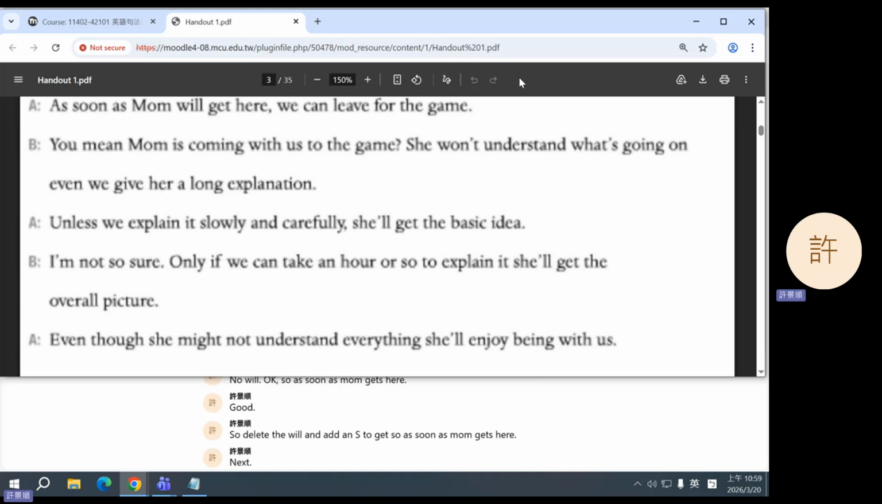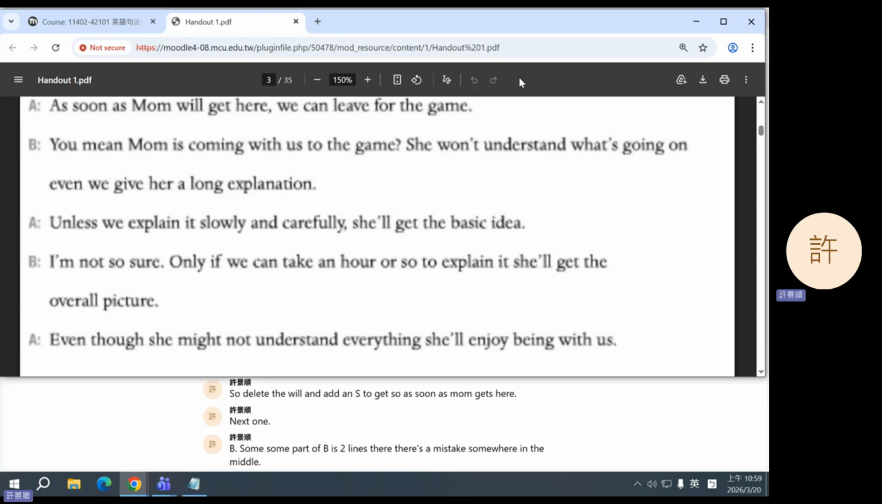Next one. B. Some part of B's 2 lines there. There's a mistake somewhere in the middle.